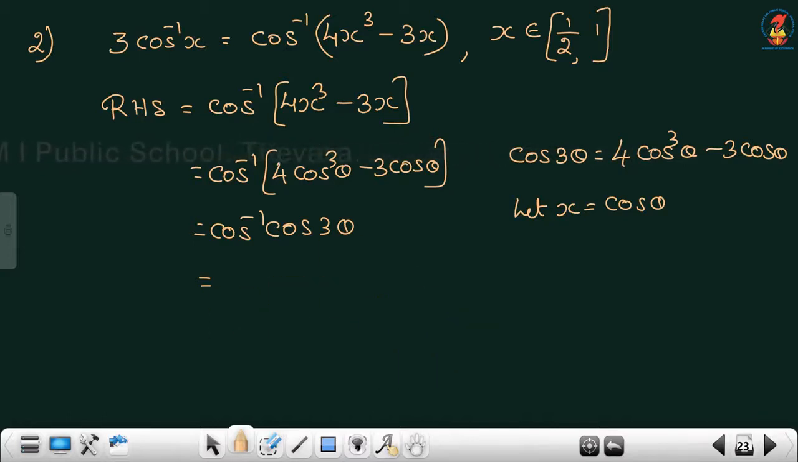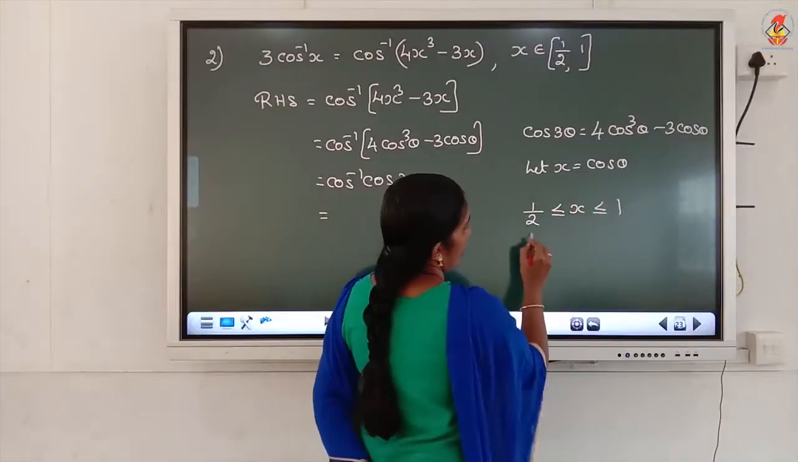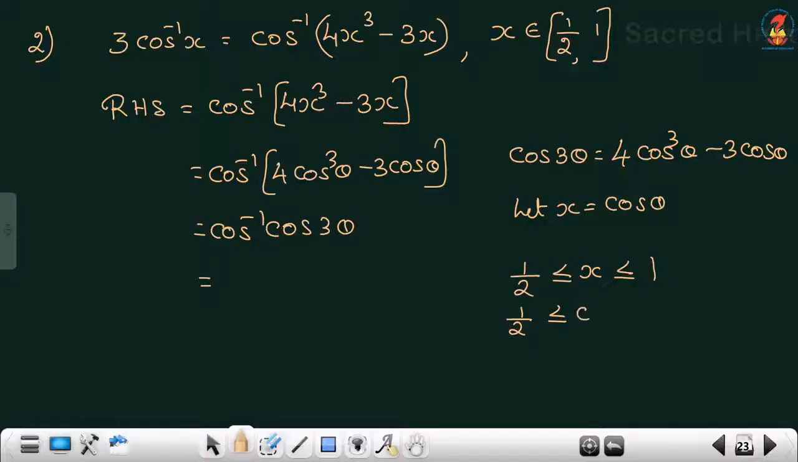So we can verify that. Here the value is given, half is less than or equal to x less than or equal to 1. Closed means you have to put the equal symbol. Then for this x you can give cos theta. So half less than or equal to cos theta less than or equal to 1. Then here you have to write cos inverse. So cos theta becomes theta. Here it is cos inverse 1.